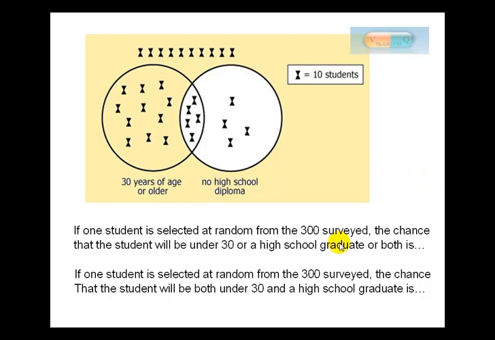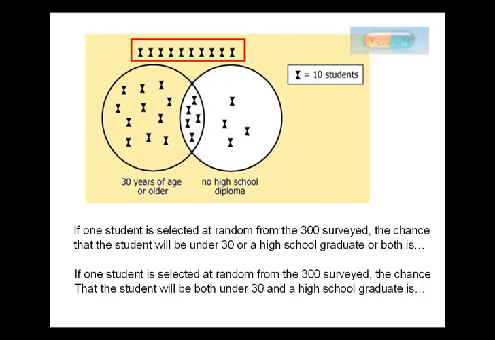Now it says also or both. Now here's the tricky part. Most people will think both and automatically pick this middle portion, but really we've been talking about everything opposite of what's inside the circle. So if you're talking about under 30, that's outside of this circle, or a high school graduate, that's also outside of this circle, then the both would actually be these guys up here, right? So the both would be here, and it would not be these guys on the inside.